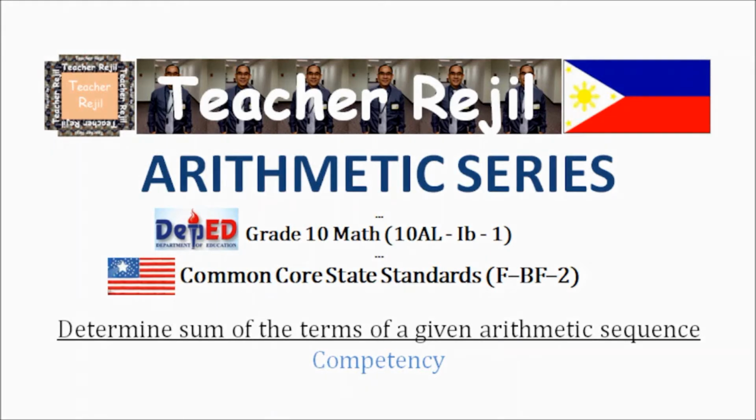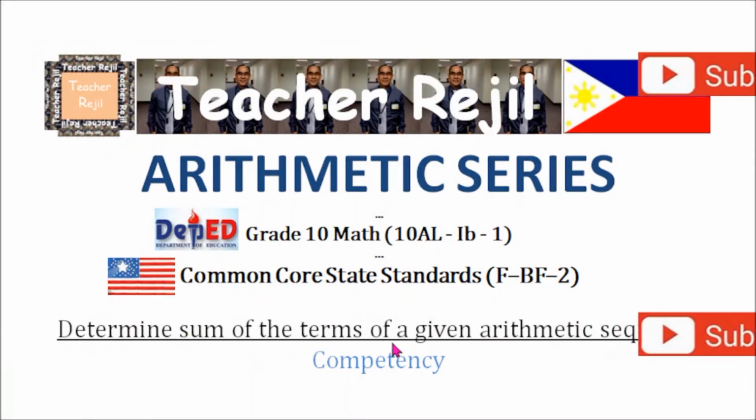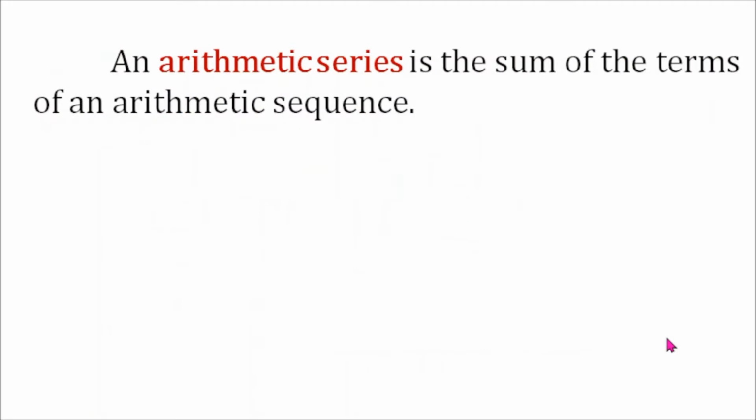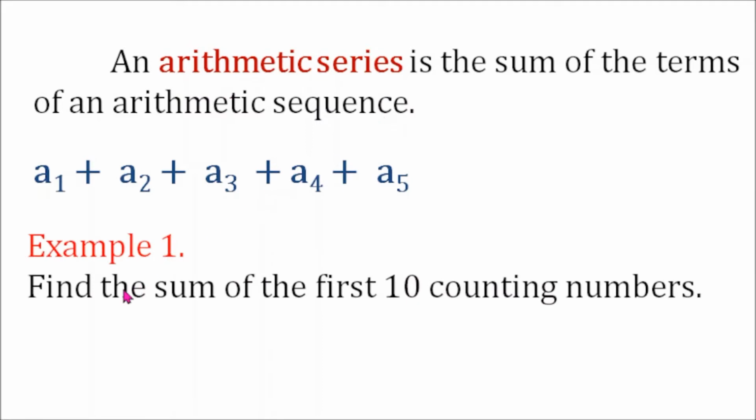Hello everyone. In this video, we are going to discuss how to determine the sum of the terms of a given arithmetic sequence. An arithmetic series is the sum of the terms in an arithmetic sequence. For example, if we have a sub 1, a sub 2, a sub 3, a sub 4, and a sub 5 as the first 5 terms of an arithmetic sequence, when we add them, we form an arithmetic series.